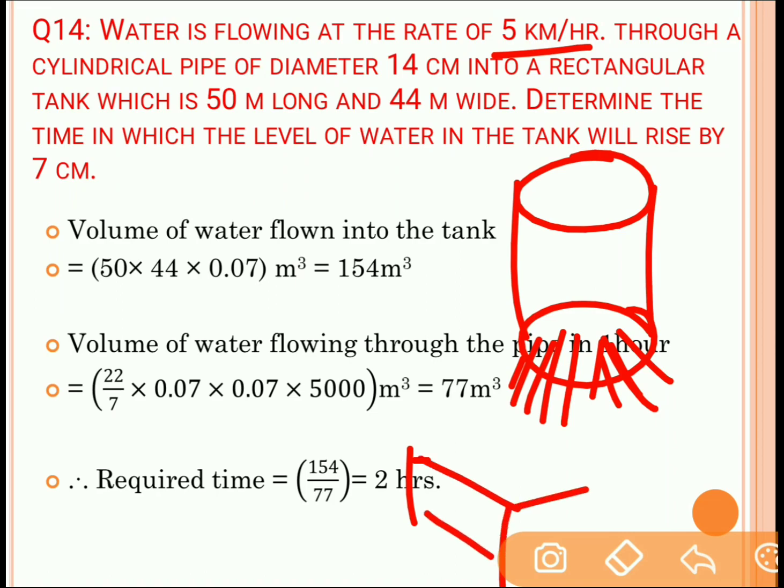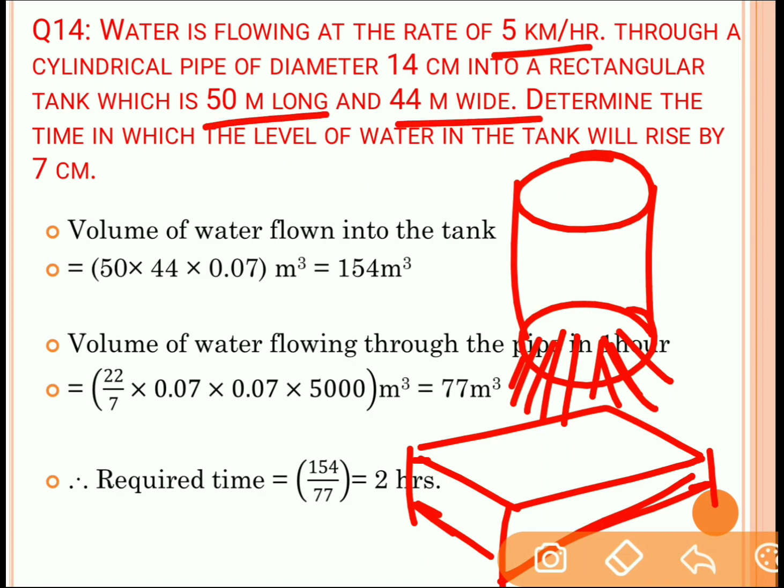So let's say that this is a tank over here which is getting filled from this cylindrical pipe. The dimensions of the tank are given as 50 meter long and 44 meter wide. Determine the time in which the level of water in the tank will rise by 7 centimeter.